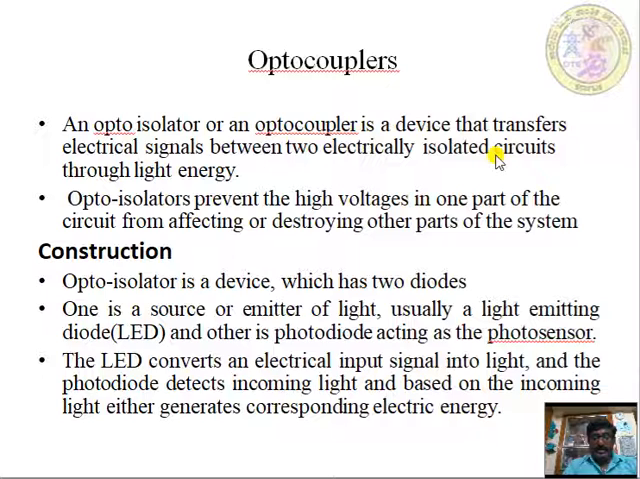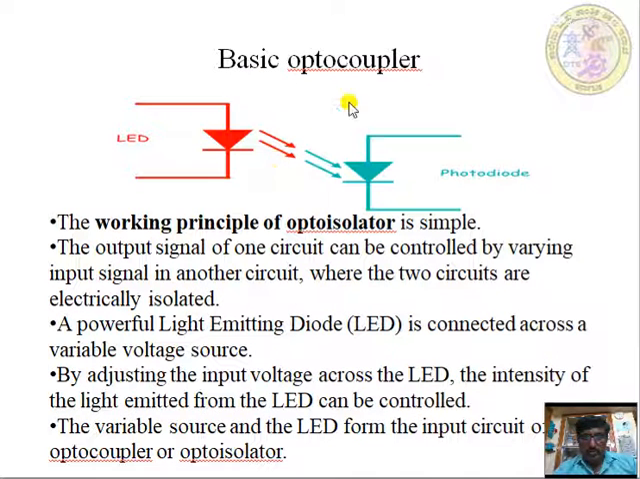The LED converts an electrical input signal into light, as we already know, and the photodiode detects incoming light and, based on the incoming light, generates corresponding electric energy. Opto means two parts, that is, an LED as well as a photo sensor is being used. So this is a basic optocoupler. The LED generates the light, and the photodiode accepts the light signal and converts it.